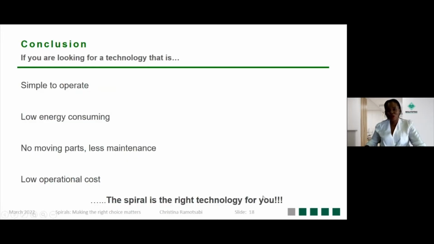So in conclusion, if you are looking for a technology that is simple to operate, low energy consuming, with no moving parts, less maintenance, and low operational costs, the spiral is the right technology for you.